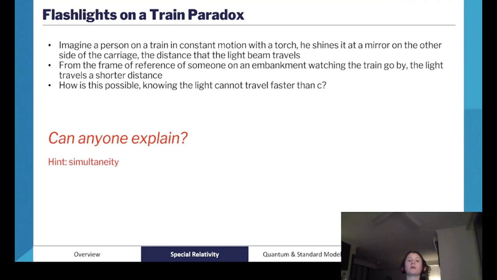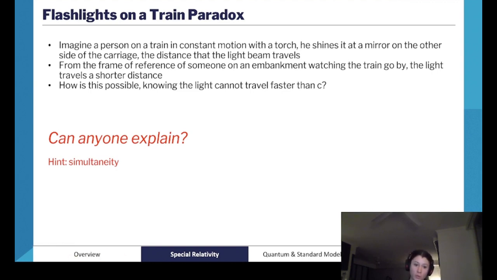Alright, getting onto the flashlights on a train paradox. So this is the next paradox you need to know. Imagine a person on a train in constant motion with a torch. He shines it at a mirror on the other side of the carriage. The distance the light beam travels from the frame of reference of someone on an embankment watching the train go by, the light travels a shorter distance. How is this possible, knowing that the light cannot travel faster than c?